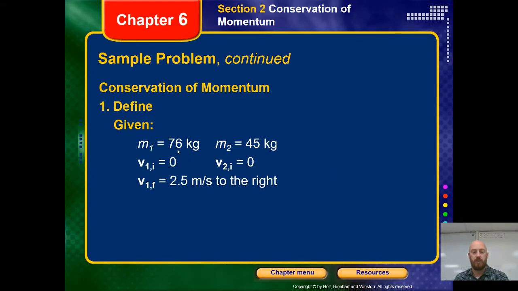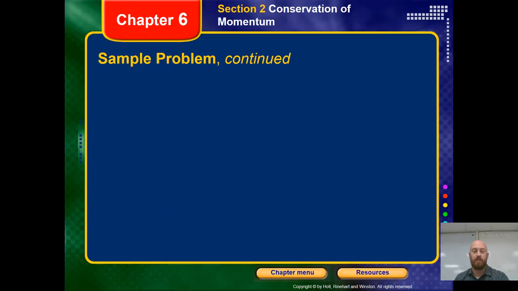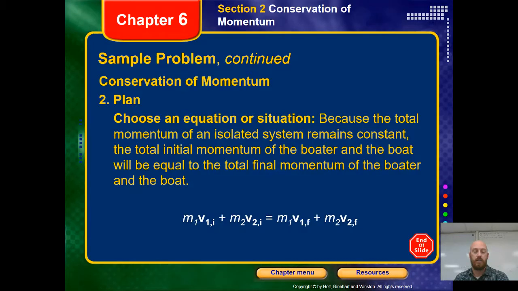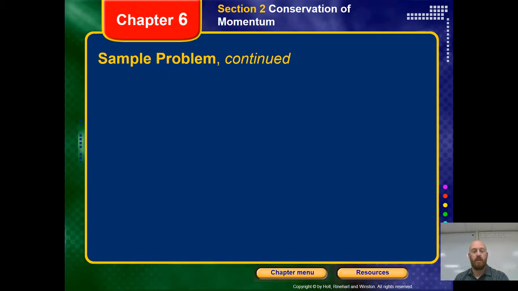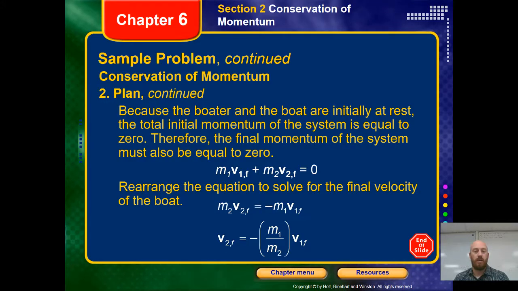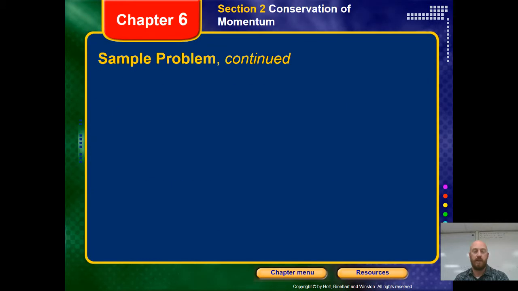So you should have written down mass 1, 76 kilograms. The initial velocity of her, just standing on that boat, is 0. Mass of the boat is 45 kilograms. The velocity of the boat is 0. Velocity of her is 2.5 meters per second to the right. That is important. It has to have a direction. So now I plug this in. Again, there's your equation. The book's version, you move all the algebra and then plug it in. I like to do the math first.